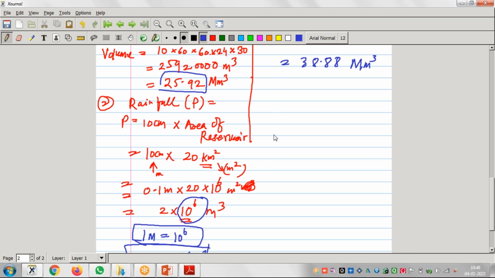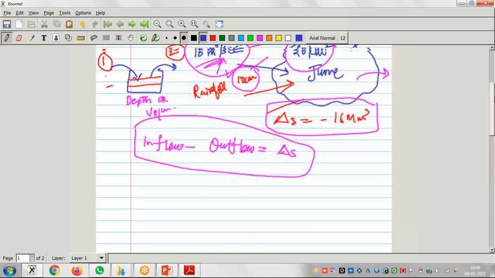Now another is the seepage loss. Seepage loss means what? That is, we can say ground outflow, right? Ground outflow is the seepage loss. And when I will convert this ground outflow into volumetric, GOF, right? Seepage loss means which is going through the ground. So I will say GOF is what? Seepage loss, and that is given as 1.8 centimeter, right? 1.8 centimeter is given.